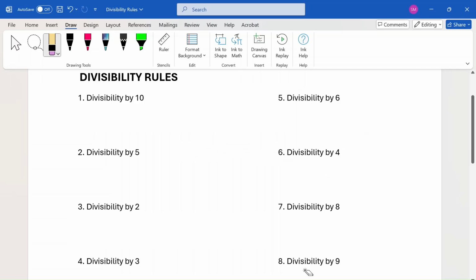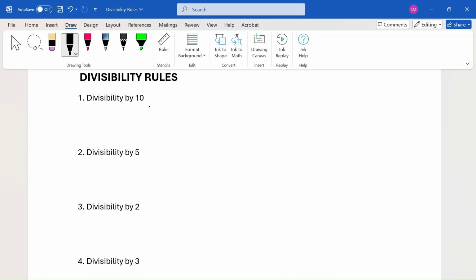Alright, now we will study the divisibility rules. So, our first divisibility rule is divisibility by 10. If we want to check if a number is divisible by 10, what do we check? If the ones place is 0. For example, let's take the number 320. Is the ones place 0? Yes, it is ending with a 0. What about 50? Yes, it is ending with a 0. So 0 is at its ones place. So 50 is divisible by 10. 320 is divisible by 10.